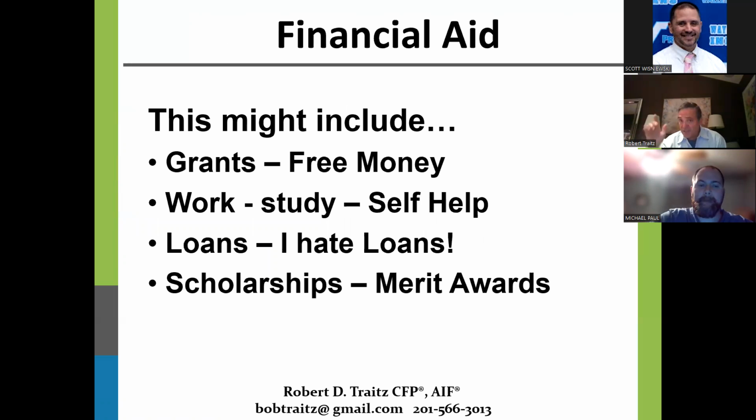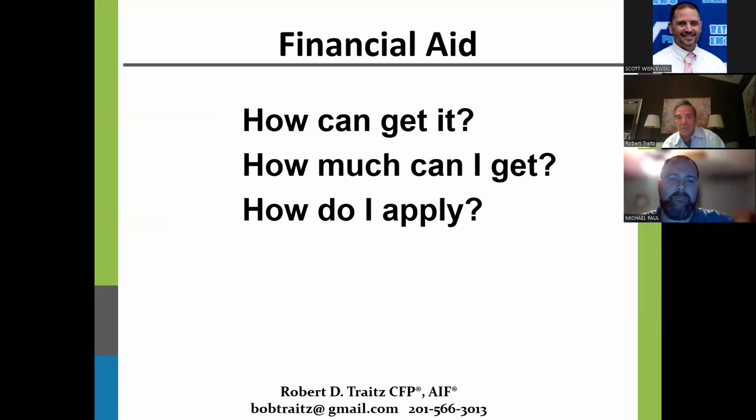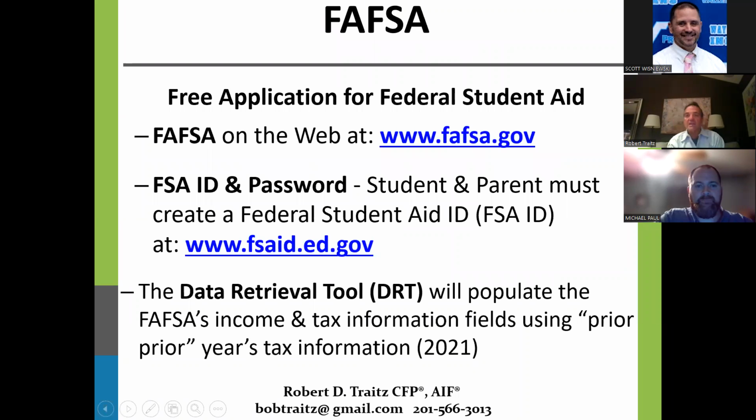So financial aid, and again, ask any questions throughout the presentation. Financial aid would include grants, which is money that does not have to be paid back. Financial aid includes work study, and that's the opportunity for the student to work on campus under the guidance of the financial aid office. You have to complete the FAFSA in order to qualify for work study. Loans, not my favorite choice, and the scholarships that are awarded by merit aid. So how do I get it? How much can I get and how do I apply? The primary form that you'll need to complete is called the FAFSA, the Free Application for Federal Student Aid.